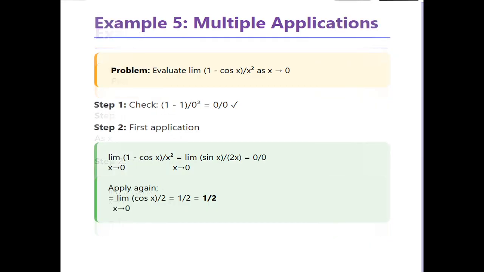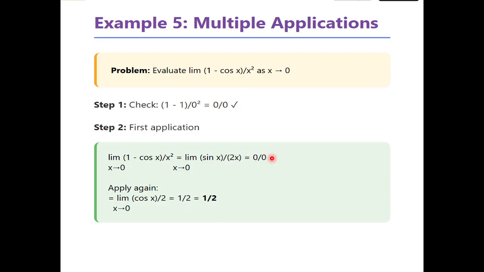The next type involves multiple applications, in which we have 1 minus cos x over x square as x approaches 0. First of all, we will check whether it is 0 over 0 or infinity over infinity. In this case, we are getting 0 over 0 form. It means that L'Hopital rule can be applied, which is derivative of numerator divided by derivative of denominator. The derivative of 1 minus cos x is sin x, because the derivative of cos x is minus sin x, and minus minus becomes positive. We divide by the derivative of x square, which is 2x. By replacing the value, we are again getting 0 over 0 form, which is still an indeterminate form.